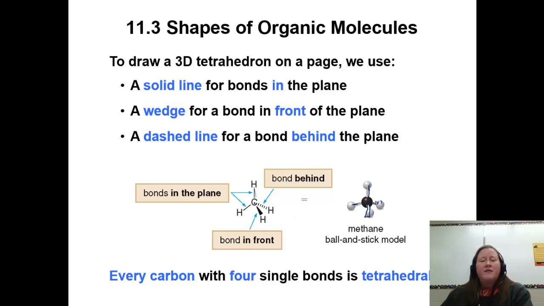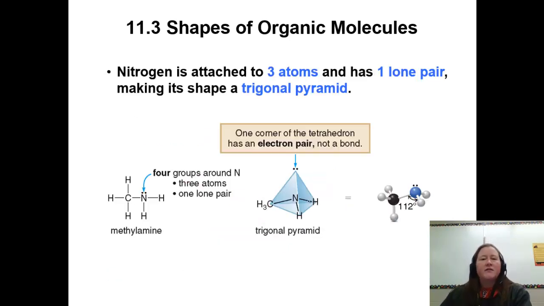Every single carbon that has four single bonds to it is a tetrahedral arrangement, and the bond angle will always be 109.5 degrees. Nitrogen is attached to three atoms with one lone pair. Now if we look at the simplest molecule of nitrogen, it is ammonia. Ammonia is NH3, it has three hydrogens and a lone pair of electrons up here.